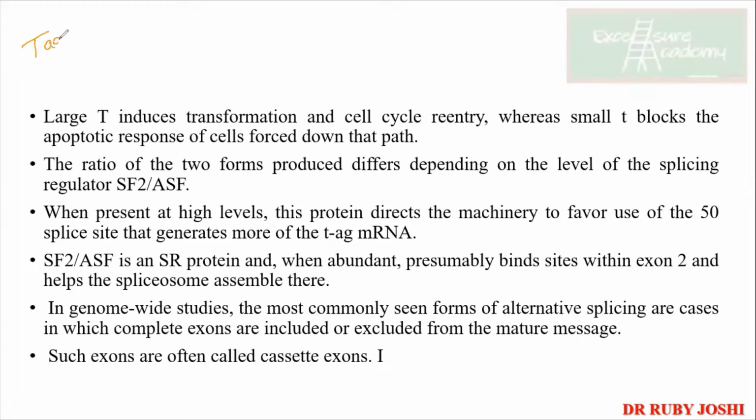So what is the takeaway message over here? That we have got the T antigen and small t antigen. This is responsible for transforming the cell and cell cycle re-entry, meaning that what should have stopped after mitosis is not stopping, it is just continuing. And small t antigen is blocking your apoptosis. Now, whether the expression of the mRNA gives you capital T or small t depends on the splicing regulator. Now let's see, the figure will make it clear.